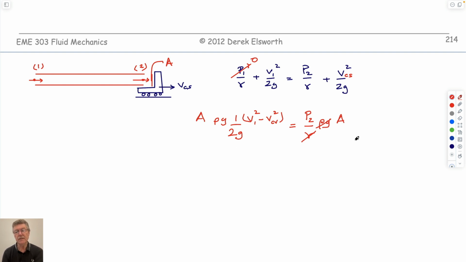And so this now is a force that we'd have to apply to keep this static, which is just P2 times A. And we have it in terms of some things on this side. We can get rid of the g's, I guess. And so we'd have that the force is equal to an area, a density over 2. Let's multiply by V1 squared over V1 squared.